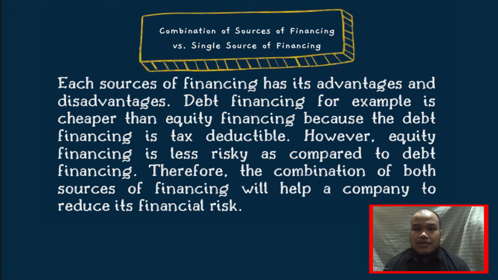Combination of sources of financing versus single source of financing. Each source of financing has its advantages and disadvantages. Debt financing, for example, is cheaper than equity financing because debt financing is tax deductible. However, equity financing is less risky as compared to debt financing. Therefore, the combination of both sources of financing will help a company to reduce its financial risk.